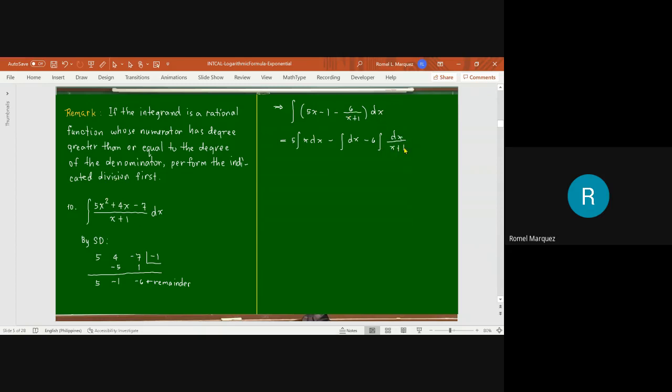Ha? Yan. What's the answer in the first term? 5. Integral ng x. X squared over 2. Minus integral of dx, x. Plus -6 integral of dx over x plus 1. So this is d over u. D over u. ln absolute value of u. Plus your favorite plus c. That's the answer.